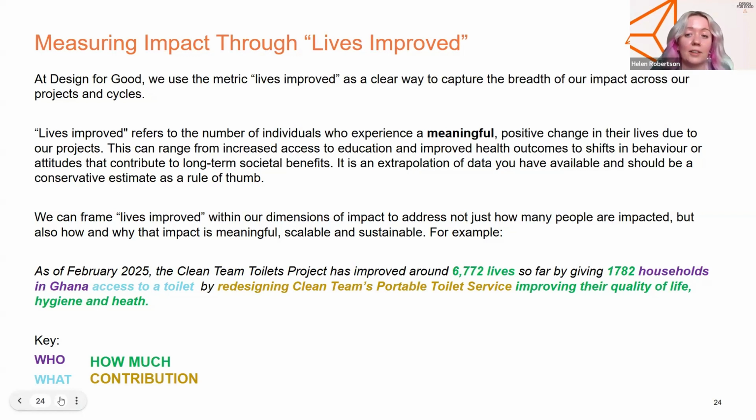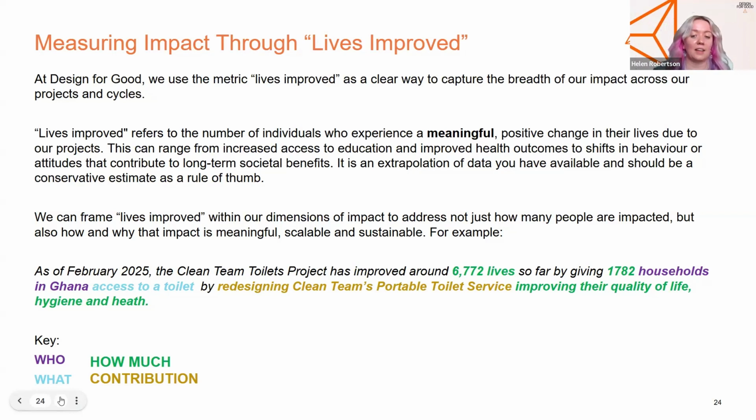For example, we've got a lovely little color-coded sentence here for us. If we again look at our Clean Team Toilets example, as of February 2025, the Clean Team Toilets project has improved around 6,772 lives so far by giving 1782 households in Ghana access to a toilet by redesigning Clean Team's portable toilet service, improving their quality of life, hygiene, and health.